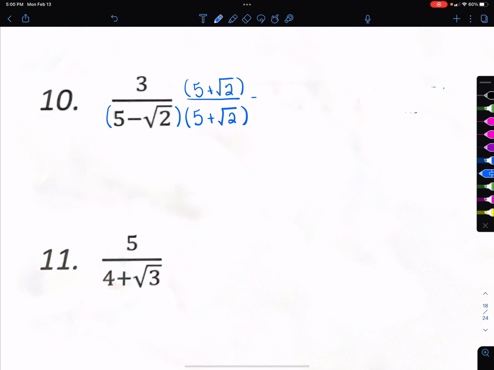So now I'm going to use distribution and do 3 times 5. That gives me 15. 3 times radical 2, so that gives me positive 3 radical 2.